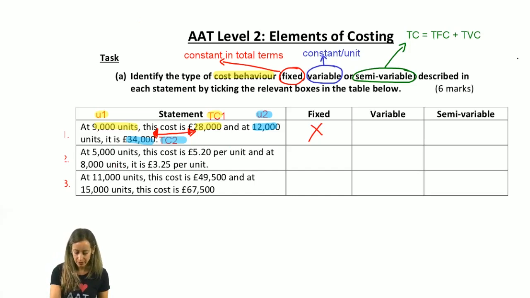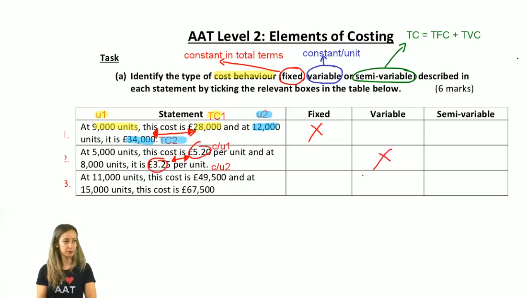The second one is saying that at 5,000 units, the cost is 520 per unit, and at 8,000 units the cost is 325 per unit. So again, we've got two different costs, but these costs now are per unit, notice, not total costs. So we've got cost per unit 1 and cost per unit 2. And again, we can do the obvious thing to check if they're the same, because if the cost per unit is the same, it's variable. But is it the same? What do you notice? Well, no, it's not. Unfortunately for us, these two costs are not the same, so the cost is definitely not variable, okay?